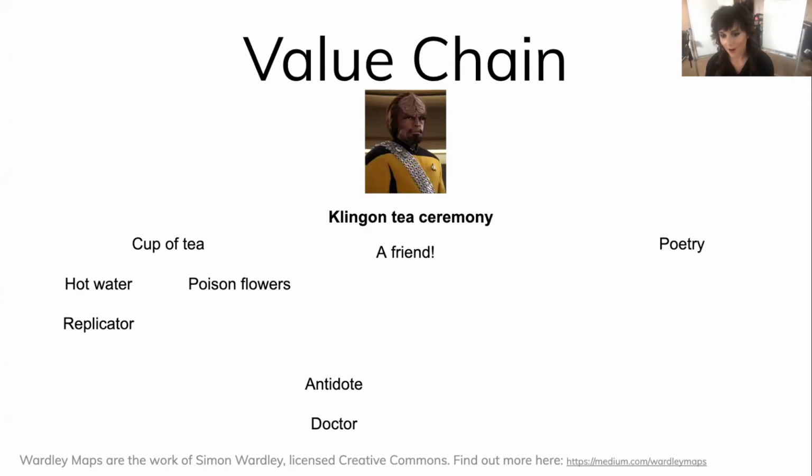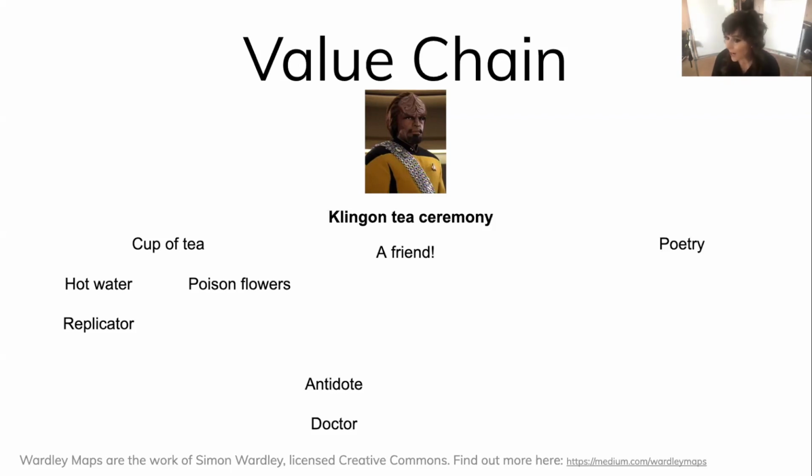So we have our friend Worf, and he wants to do the Klingon tea ceremony. So he's going to need a cup of tea. In order to make a cup of tea, you're going to need hot water and, this being Klingon, some poisonous flowers. How do you get that hot water when you're in the middle of space and it's very cold? You need a replicator, okay? So these are the things that go into a cup of tea, which you will need for the tea ceremony.